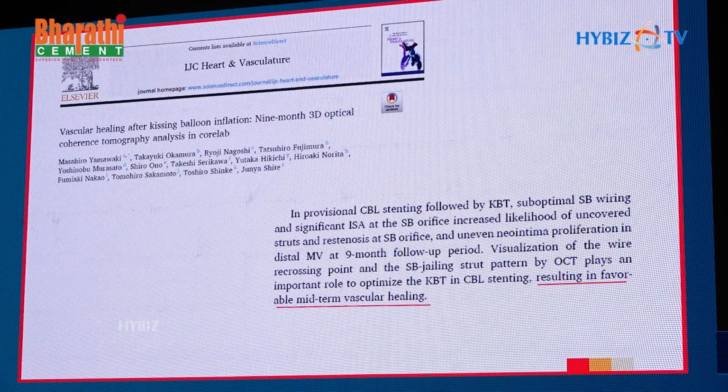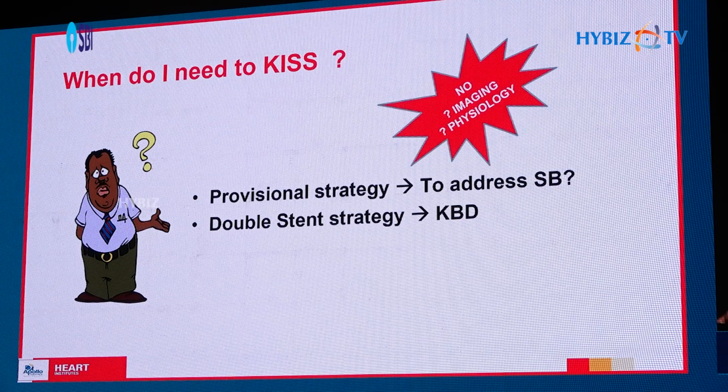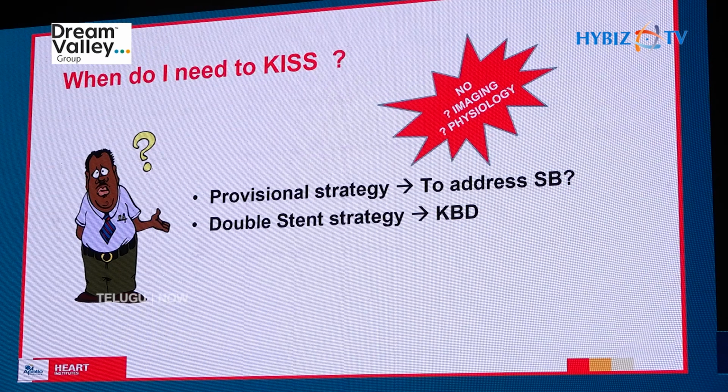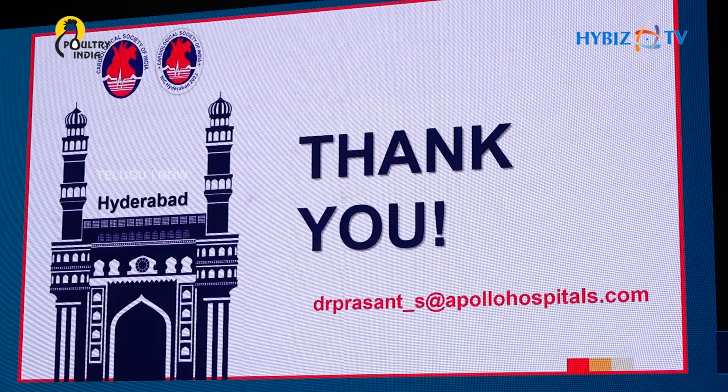This is very important. So if I have to conclude, where do I need a kiss? A provisional strategy to address the side branch? Definitely no. Do imaging and physiology. If it is mandated, then go for a kissing balloon, but be careful: if you injure your side branch, you might have to put a second stent. Now, if it is a double stent strategy, definitely yes. You have to go for it because the long-term results are good. Thank you for the patient hearing.